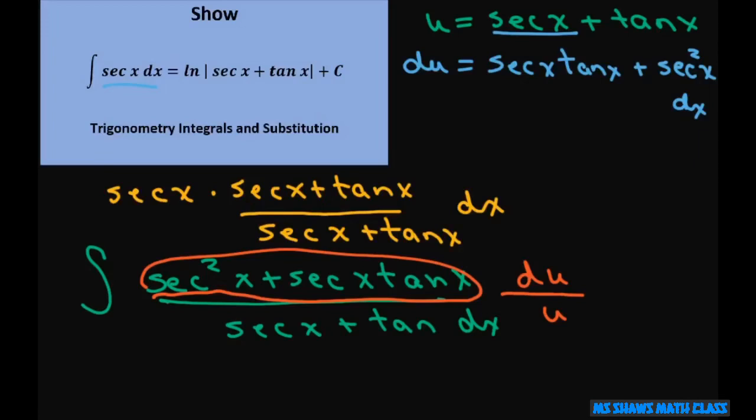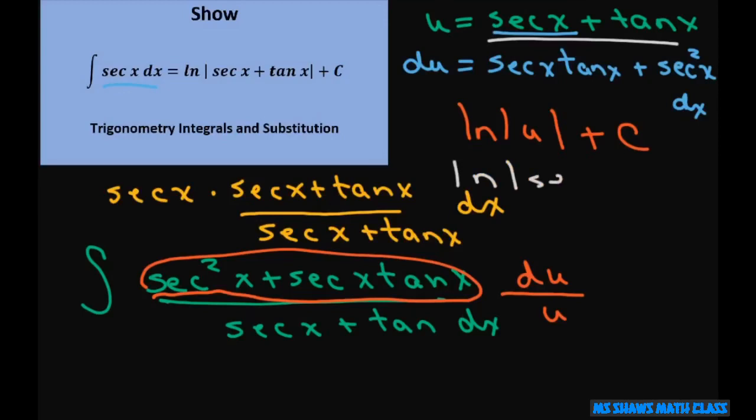So when you integrate that, you're just going to get ln of u plus c. Then we plug back in our u, and so our final answer will be ln of the absolute value of secant x plus tan x, plus c. Or you can go the other way.